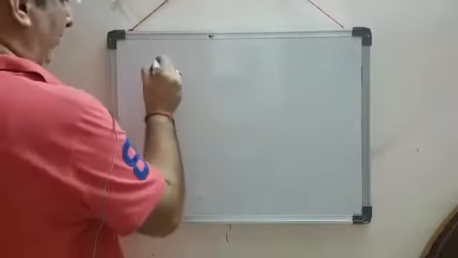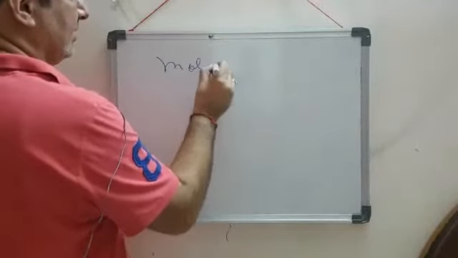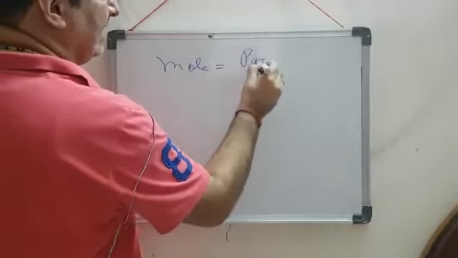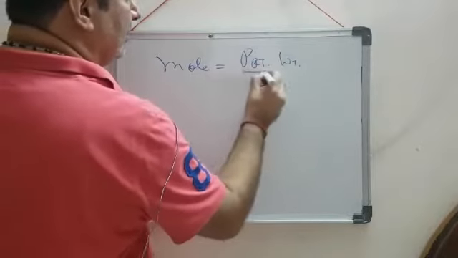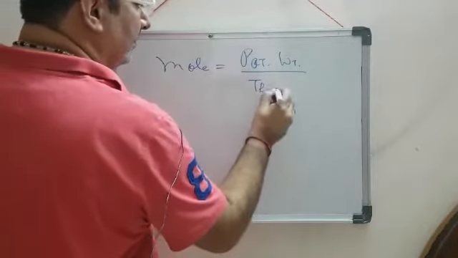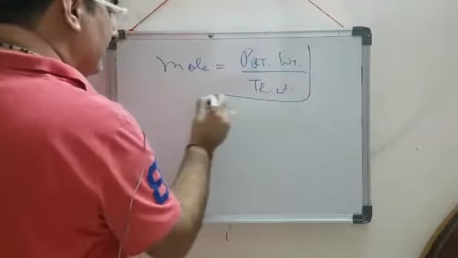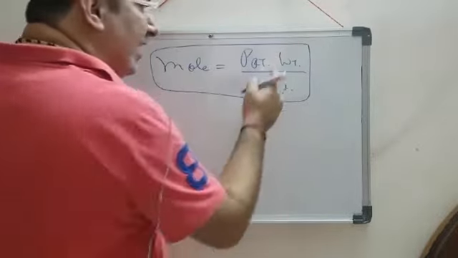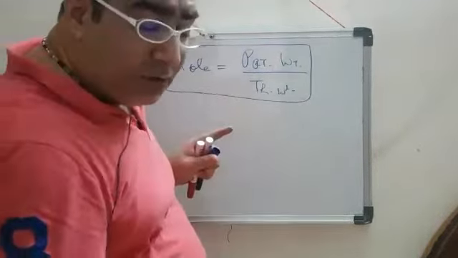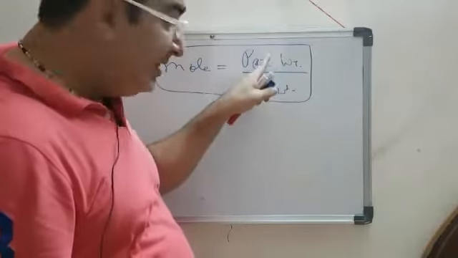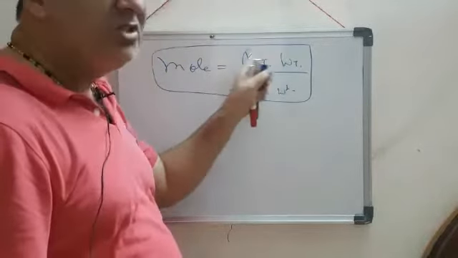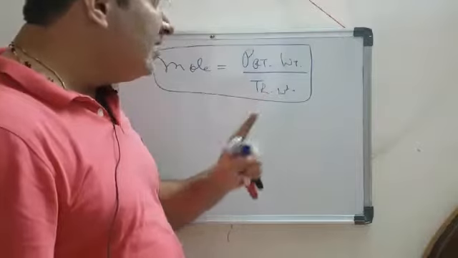Mole. The formula for mole is practical weight by theoretical weight. What is practical weight? The practical weight is that weight which you are going to take for the experiment. This is in your hand. You can take 20 grams, 30 grams, 40 grams. Theoretical weight is not in your hand.